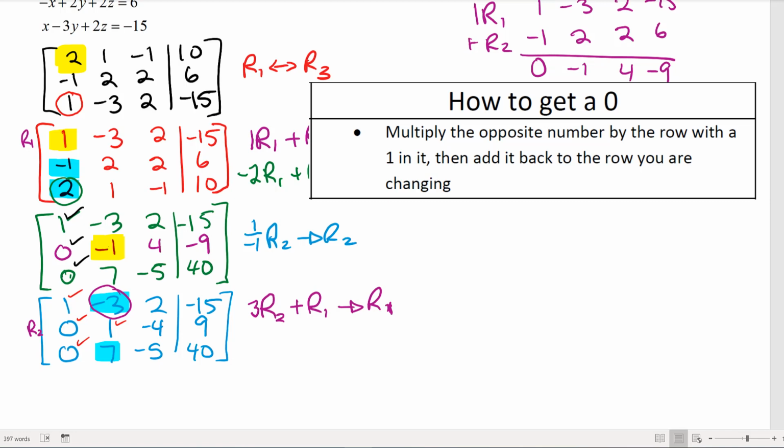At the same time, I'm going to try to get the 7 to become a 0. The opposite of positive 7 is negative 7, times the row with a 1 in it, which is still row 2. Add it back to row 3, which is the row that I'm manipulating.